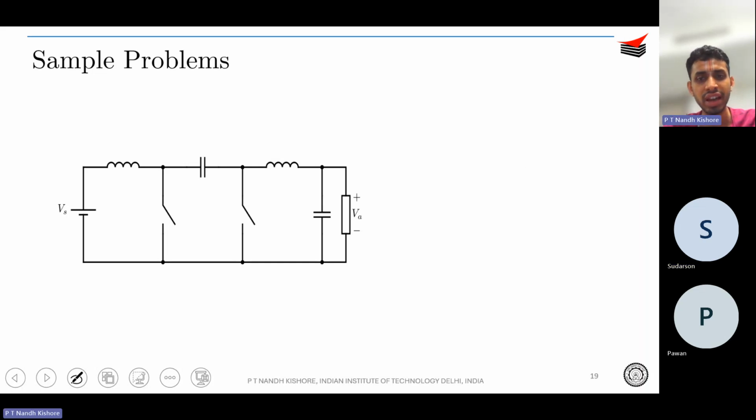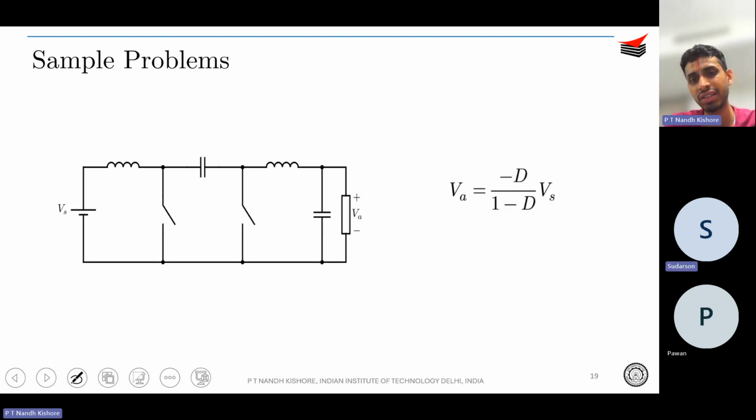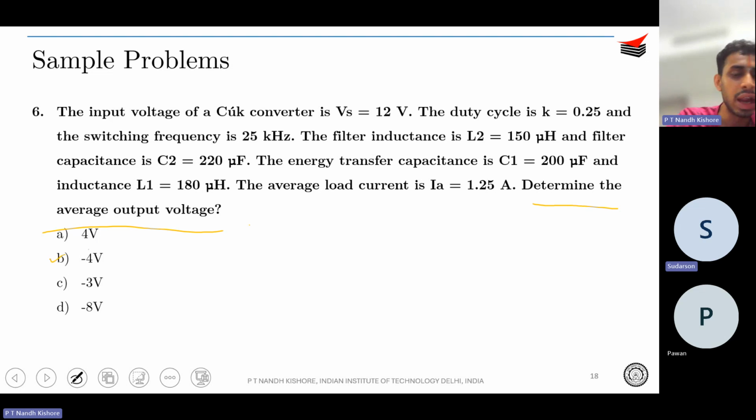Simple, right? So just draw your Chuk converter. If you directly know the relation, determine the average value of your output voltage, just go ahead and substitute. It's just like a boost converter, right? So VA is D by 1 minus D into VS, correct? They have given you D and VS. Just go ahead and compute VA, which is minus 4 volts. And remember that in the Chuk converter there is an inversion in voltage. Therefore, it's always negative. Just go ahead and use your V naught by V in expression.